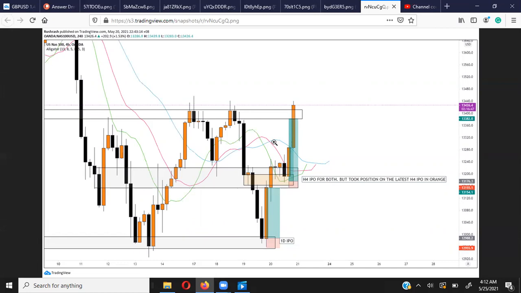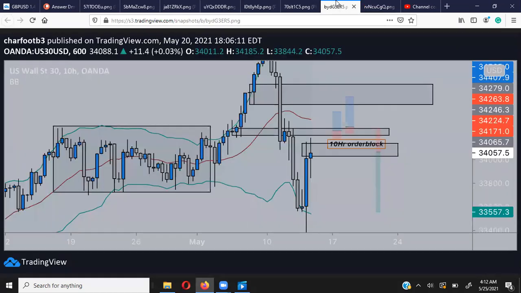He did actually catch both of the trades, including the second test on this 1-day IPO and the break and retest of the 4 hour. And he took both positions. Well done there. The next one would be the US 30 order block.